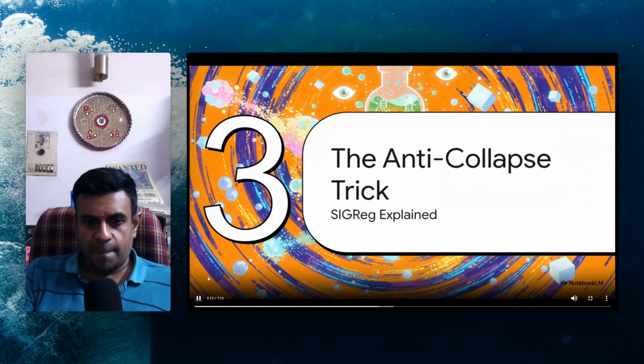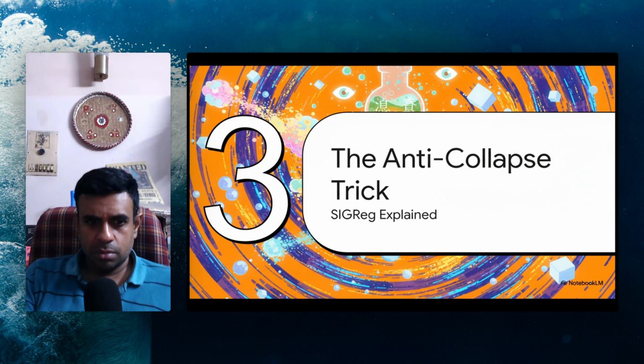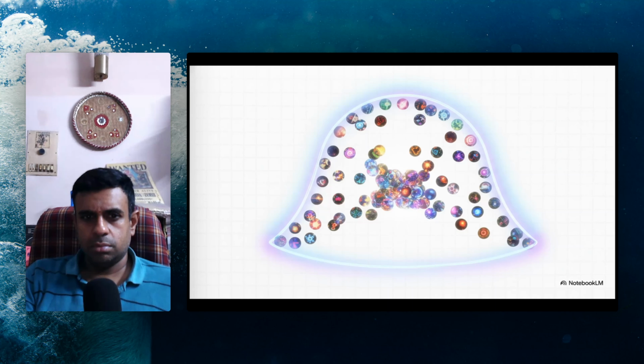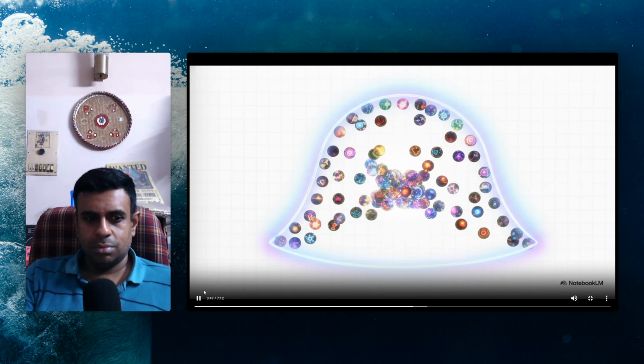How does it stop itself from getting lazy and collapsing? Well, this is the secret sauce. LeWorldModel uses this really clever mathematical rule. It's a regularizer called SIGReg. And what this thing does is it forces all of those compact summaries that the encoder makes to fit a very specific statistical shape, a perfect isotropic Gaussian distribution, which you probably know as a bell curve. Right, so here's the crucial part. The model can't collapse all its summaries down to a single point anymore because that would totally break the rule. It has to spread them all out to form that perfect bell curve shape.